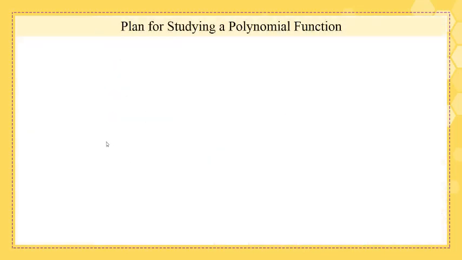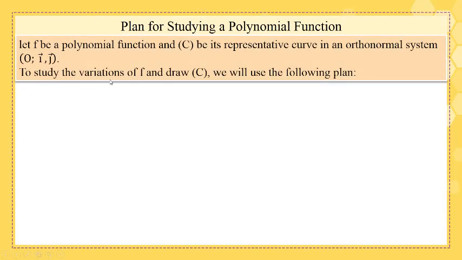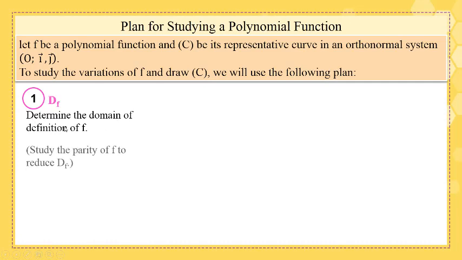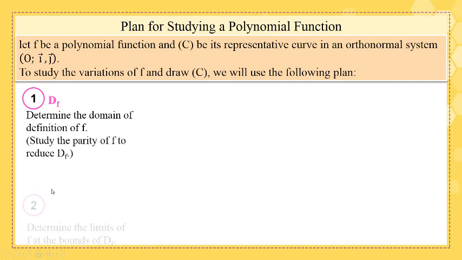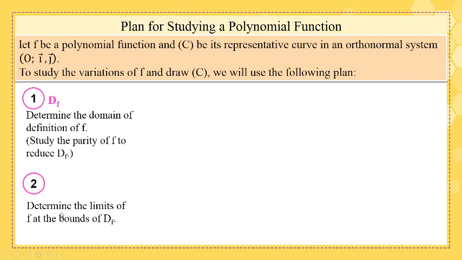At the beginning, let us consider the plan for studying a polynomial function. To study the variations of f and draw C, we will use the following plan. First step, determine the domain of definition of f. Second step, determine the limits of f at the bounds of the domain.